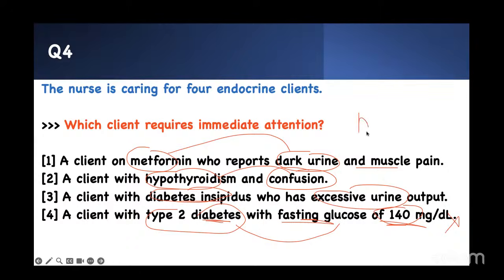Diabetes insipidus, it means you have no what? ADH, and therefore you're going to have a lot of urine output. Excessive urine, this is what I expect. Of course, you're going to get dehydrated, but this is what I expect is going to happen to you.